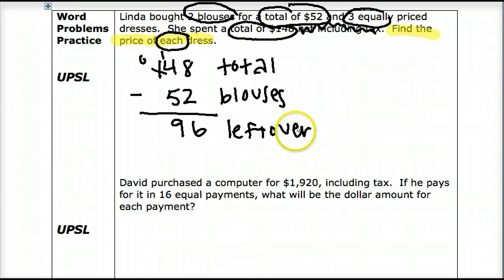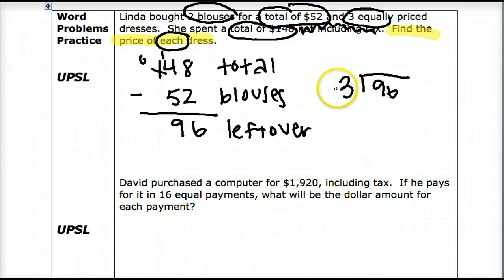But if we look at our problem, we know that we want to know the price of each dress, not all the dresses. So that word each tells us that we are going to divide. We've got 96 total dollars, and we've got 3 equally priced dresses. So we know that 3 will go into 9 3 times. And 3 times 3 is 9.